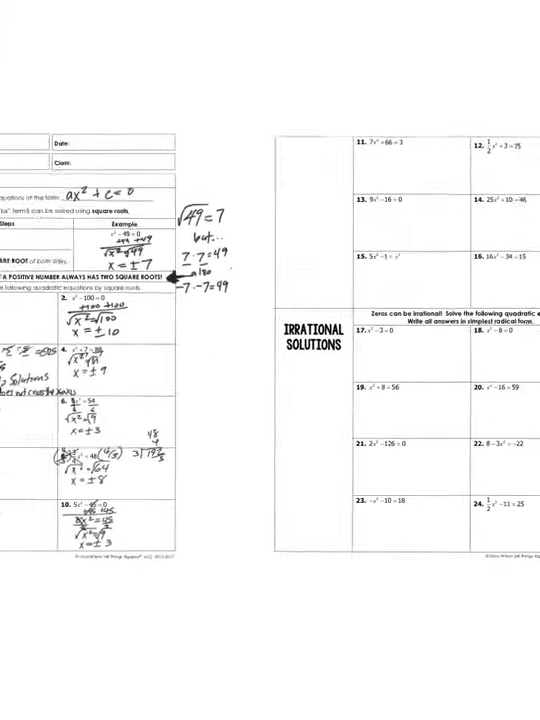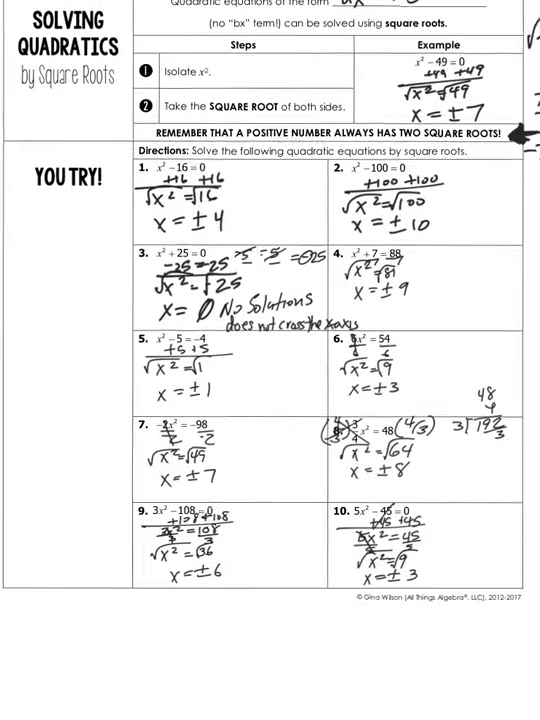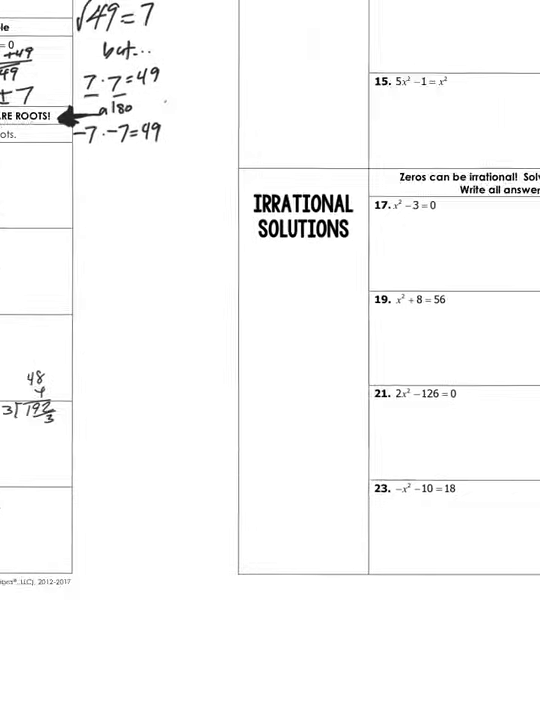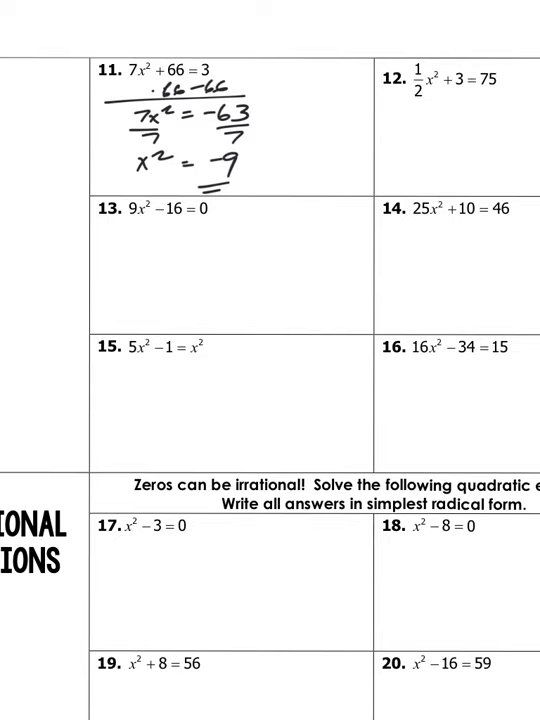Moving on, number 11. Two steps, subtract 66. 7x squared equals negative 63. Divide by 7, and x squared equals negative 9. And since this is negative, remember, going back to number 2 or 3 here, if you have a negative on the right side, you cannot take the square root of it. There's nothing you can multiply together that's the same to equal a negative. It has to be opposite signs. So this is no solutions.